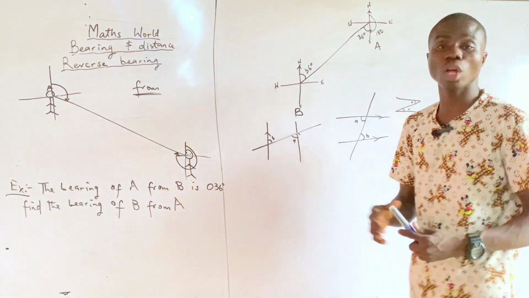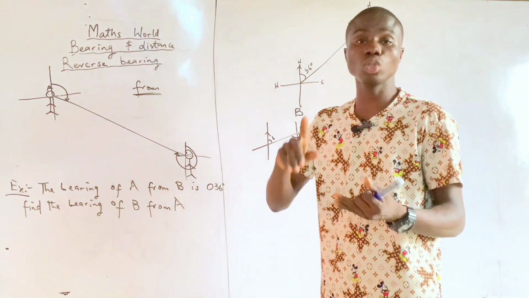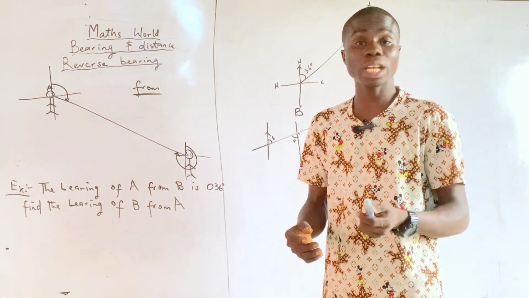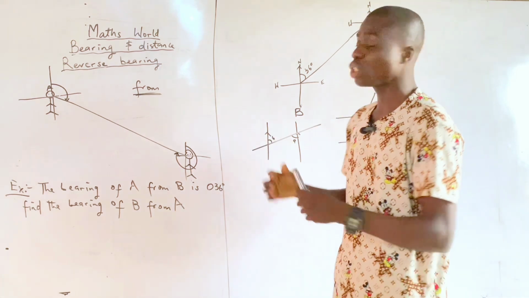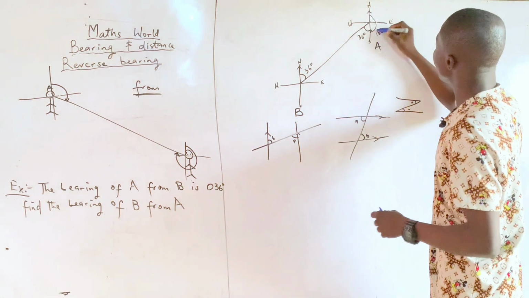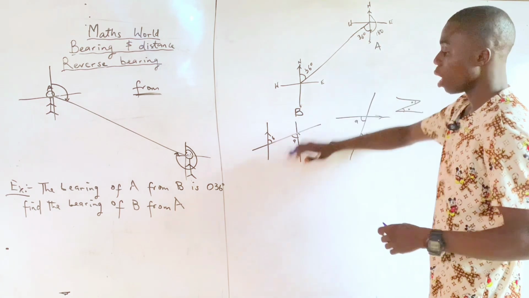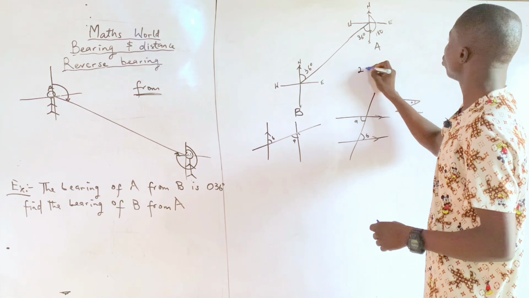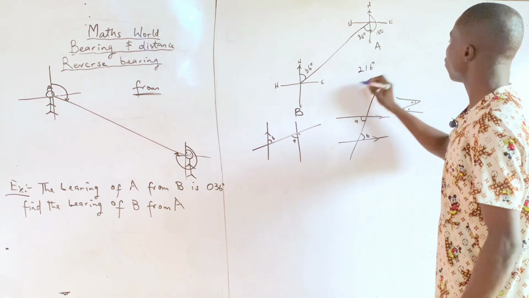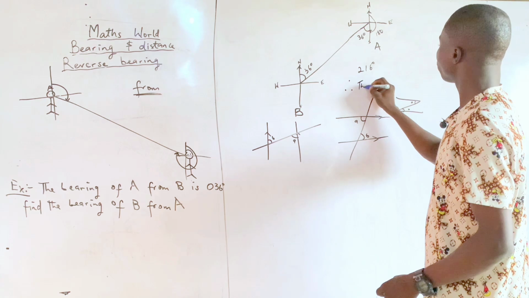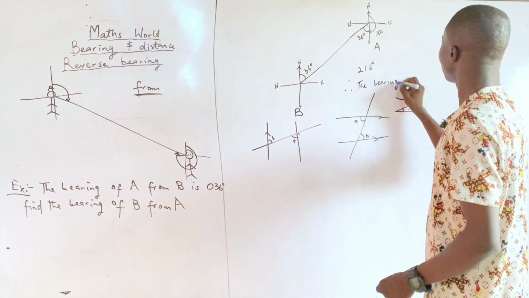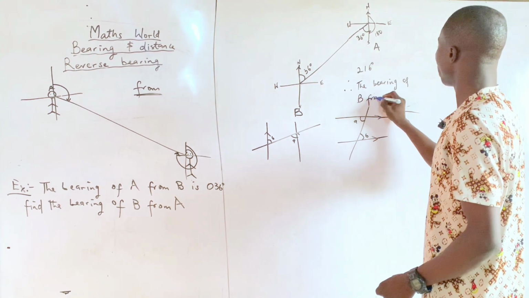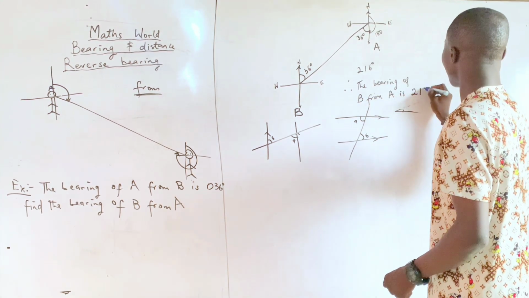That's why you need the basic knowledge of both compass bearing and this bearing also. And if you don't understand them better, go back to my video and watch them. You will understand them better. So 180 plus 36 will now be the bearing of B from A. So 180 plus 36 is now 216 degrees. So therefore the bearing of B from A is 216 degrees.